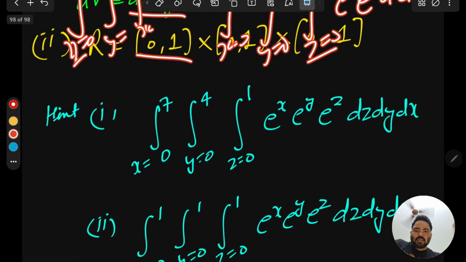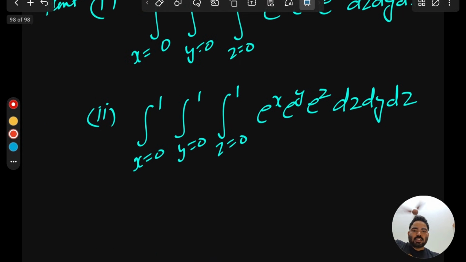So this is the easy way you can solve any question of this kind. So this is the last type.